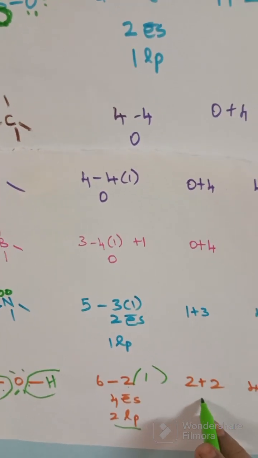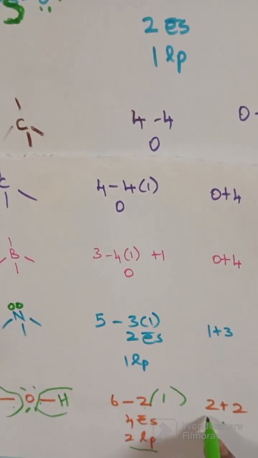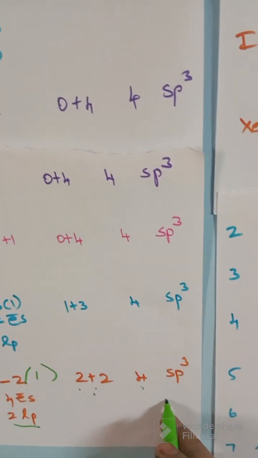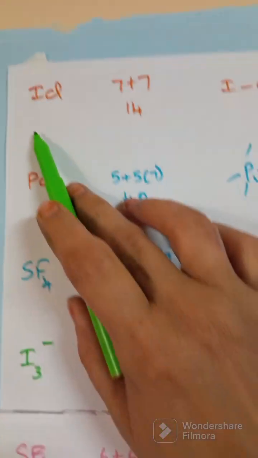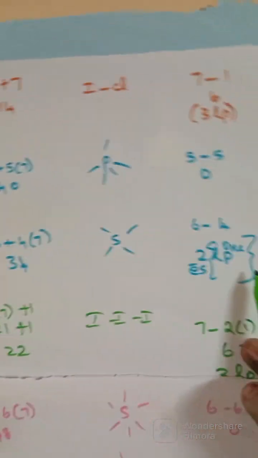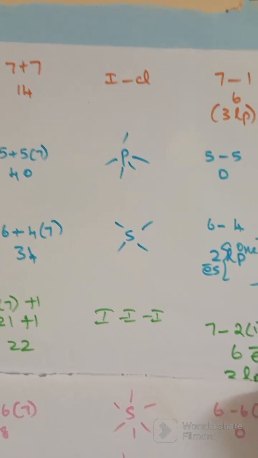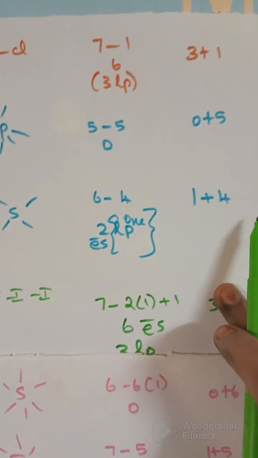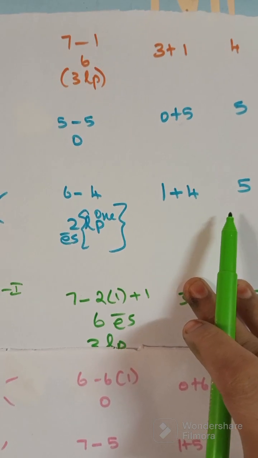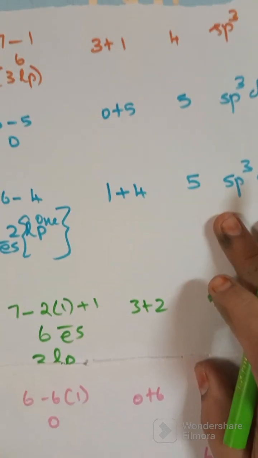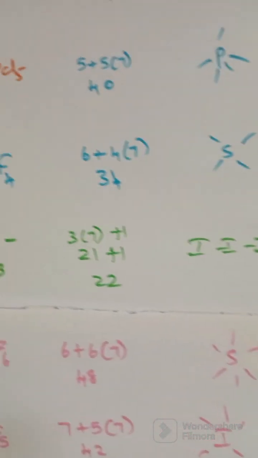So hybridization is 2 lone pairs plus 2 atoms, which is 4, that is sp3 hybridization. For ICl, I will show you. ICl is 7 plus 7 is 14. Lone electrons is 7 minus 1, 6, that is 3 lone pairs. So 3 plus 1, 4 is sp3 hybridization.